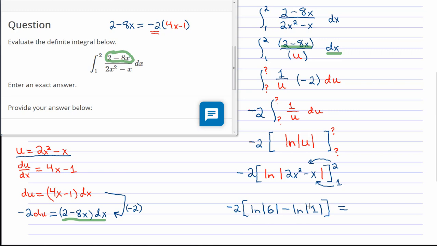So what's the natural log? Quick quiz. What's the natural log of 1? And the answer is 0. The logarithm of 1, in any base, is 0. So, all right, that means we've got our final answer here. It's just going to be -2 times the natural log of 6.